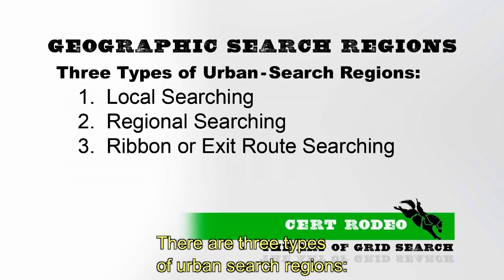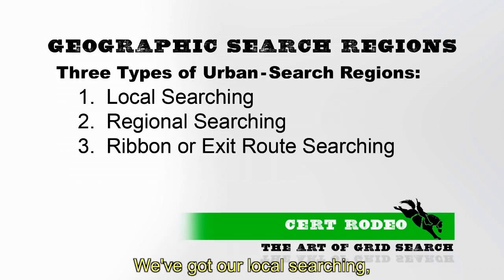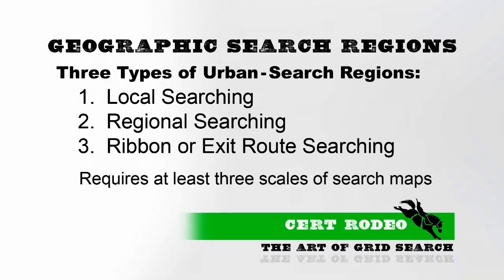There are three types of urban search regions. We've got our local searching, our regional searching, and our ribbon searching. These require at least three scales of search maps.